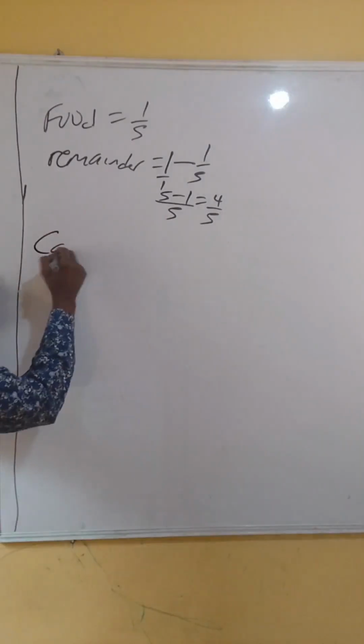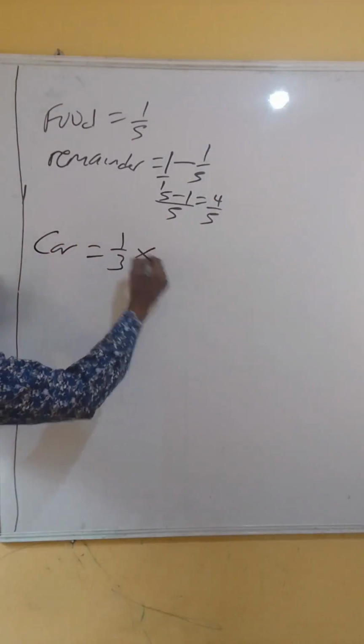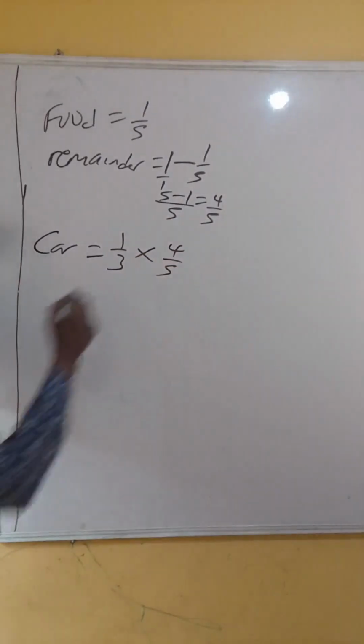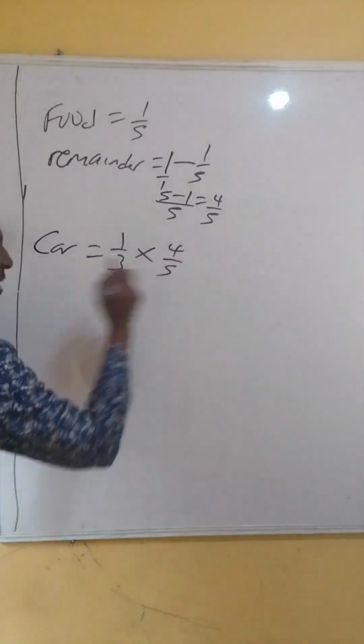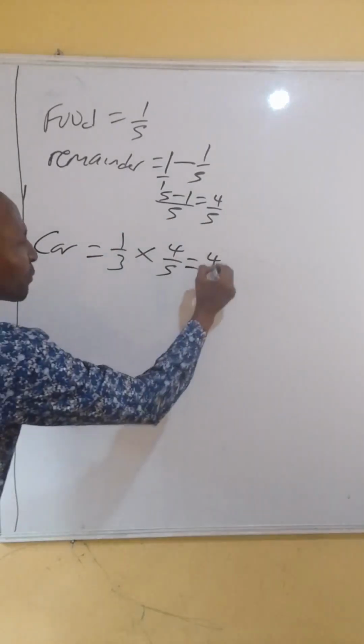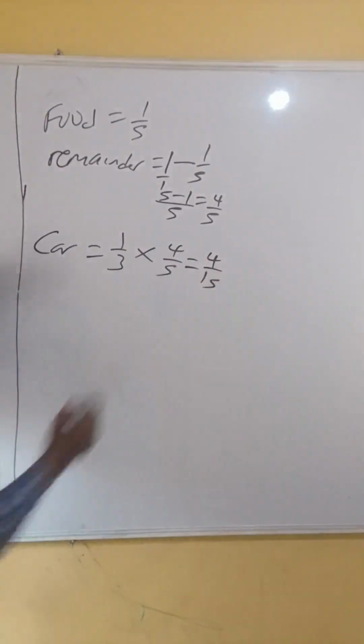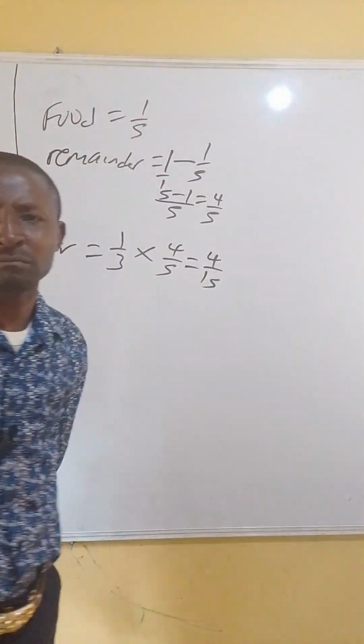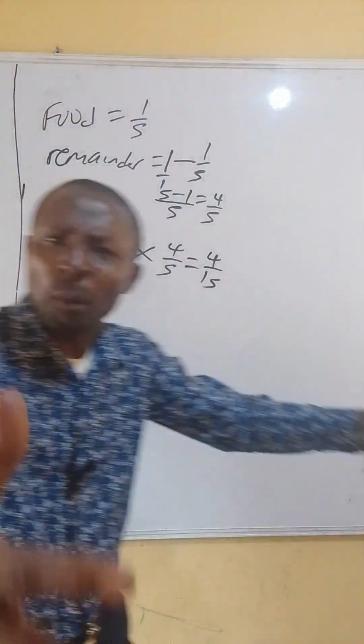So the car is 1/3 of this remainder. Can you see that? 1/3 of the remainder. Now, nothing can divide both the top and the bottom, so we multiply. 1 times 4 will give me 4, 3 times 5 will give me 15. So that means he spent 4/15 on his what? On his car. Now, how much does he have left?